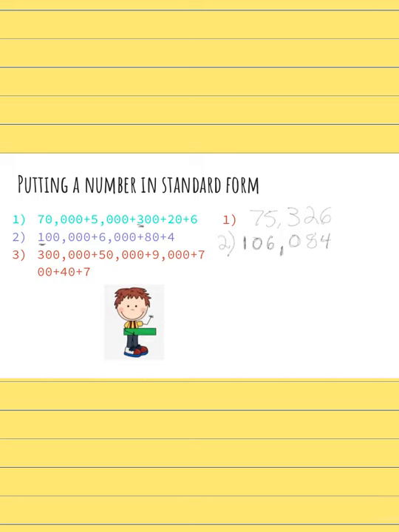I've got an 8 in the tens place and a 4 in the ones place. Okay, I'm not going to do number 3 for you. I want you to complete number 3 in your notebook. See if you can write this number right here into your notebook in standard form.